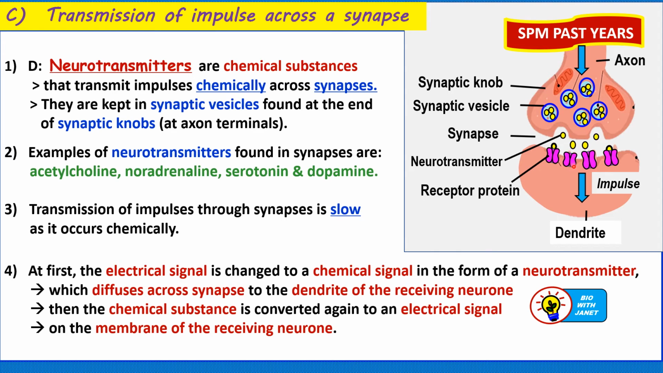And then after binding to the receptor protein, a new impulse will be produced in the dendrite of the receiving neuron. So this impulse is back again to be an electrical impulse. That means the chemical substance has again been converted back to an electrical signal on the membrane of the receiving neuron. Let's find out more about the steps taken in the transmission of nerve impulses across a synapse.